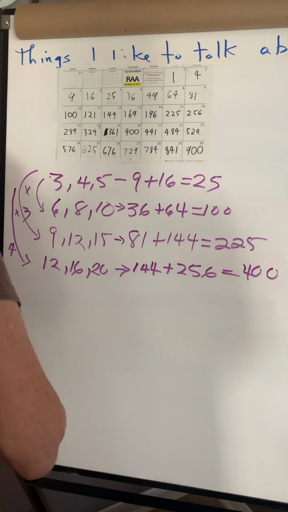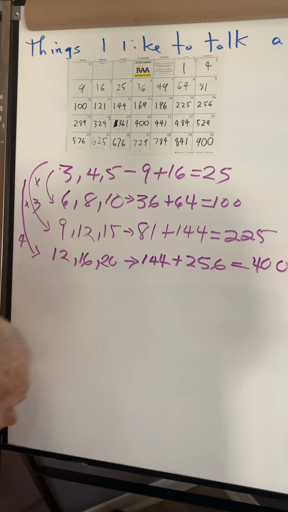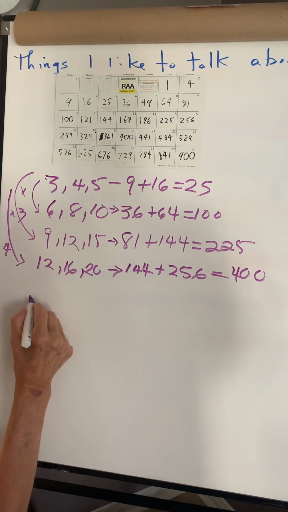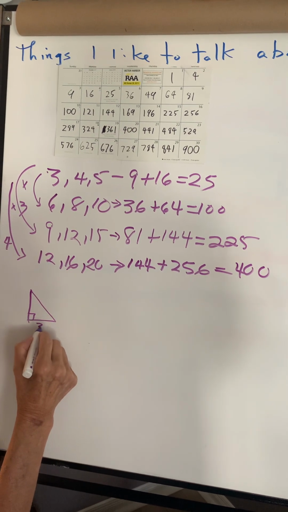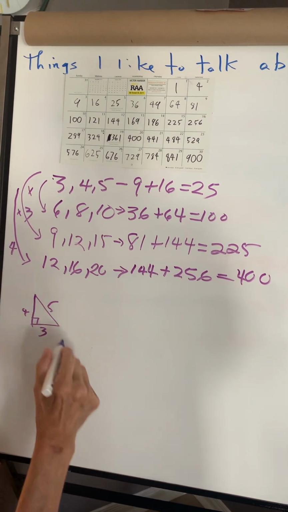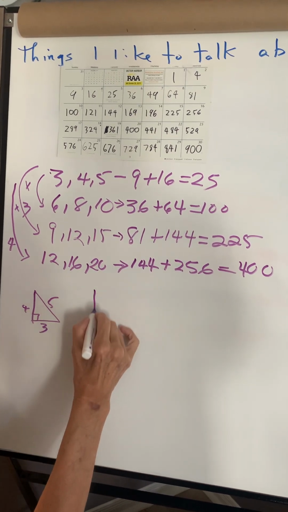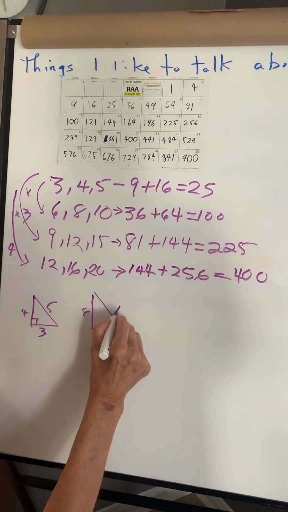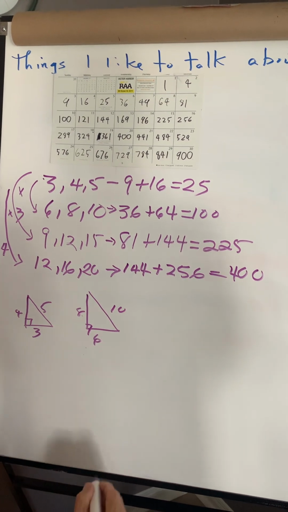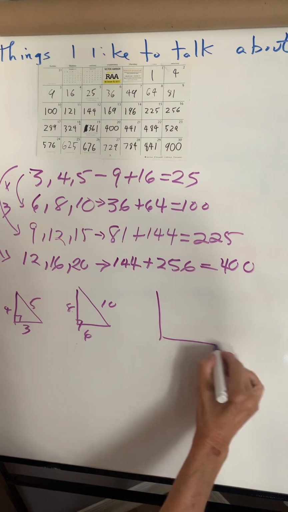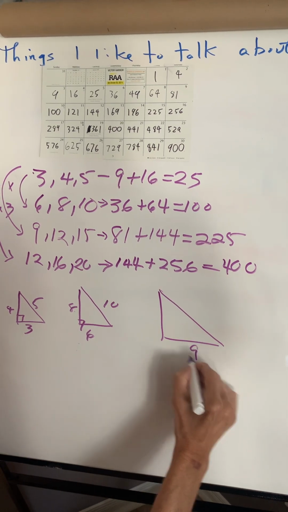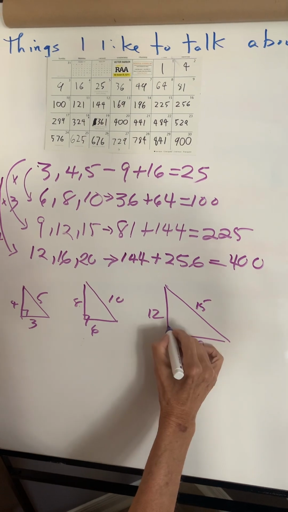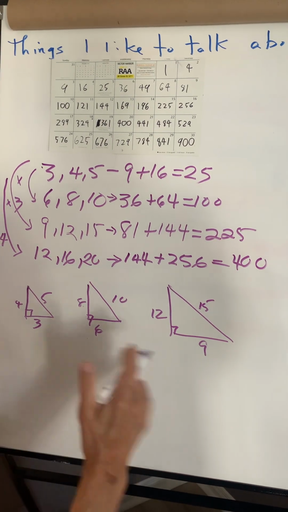So how I can show that to you is like this. And 3, 4, 5 looks like this. Right triangle, 3, 4, 5. And then the next one will be 6, 8, 10. And the next one will be 9, 12, and 15. They're all triples, okay? Now that's pretty interesting.